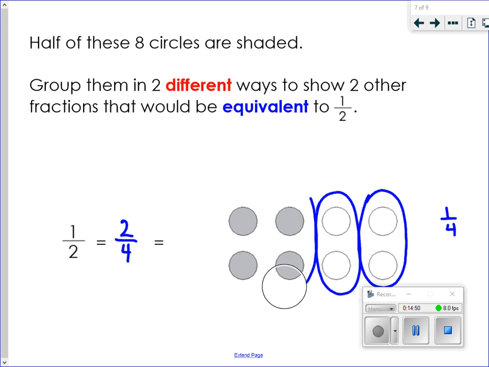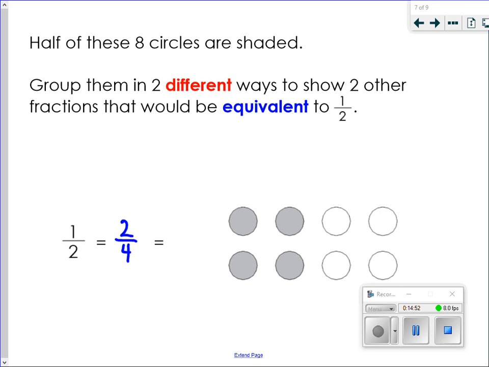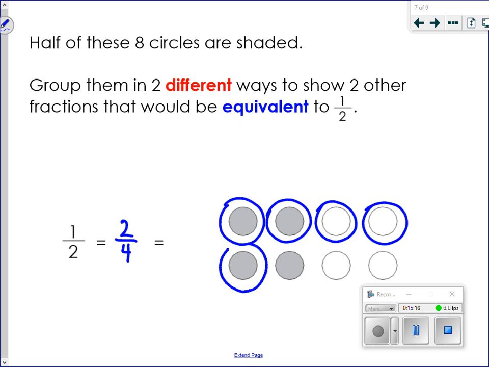But let's see, maybe there's a different way I could group these and look at them differently so that I have equal groups. What if I look at them individually? How many equal groups can I make then? Right? 8 equal groups. And how many of those 8s are shaded? 4 of those 8 are shaded.